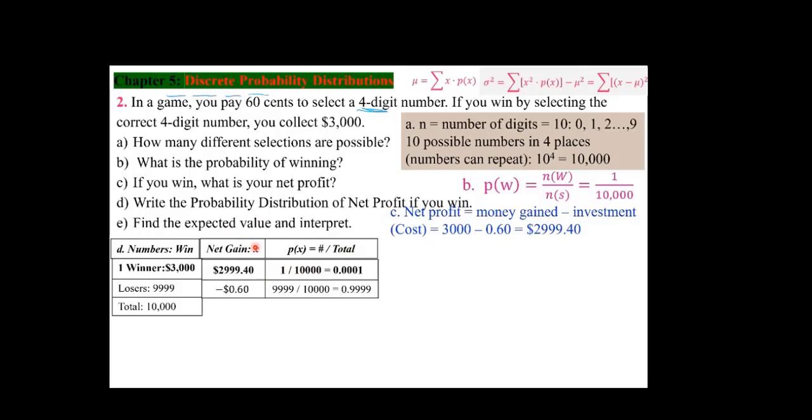X is a number. Probability is between 0 and 1. They add up to 1 or 100%. So everything that we discussed in the previous example, it checks. Now we want to find the expected value, and more importantly, what does it mean? To find the expected value, mu is the summation of x p(x).